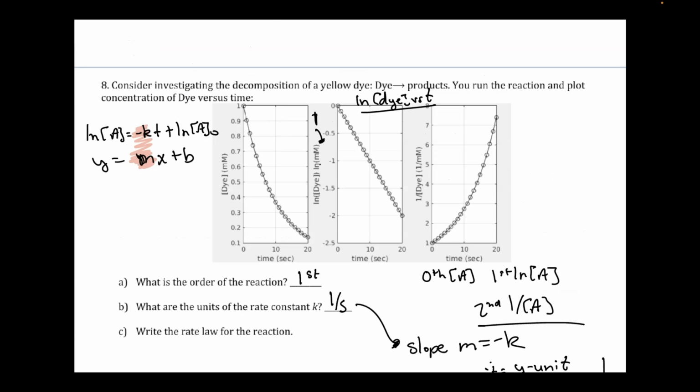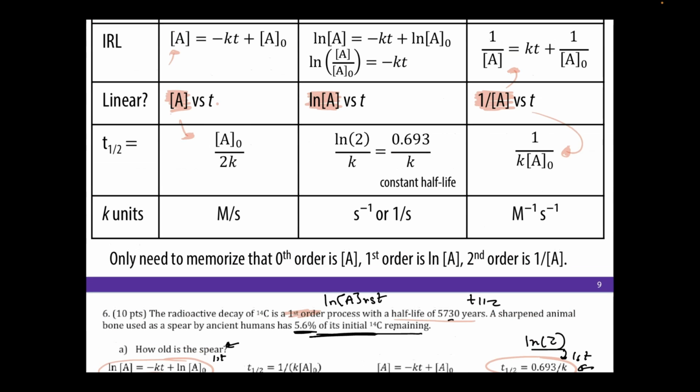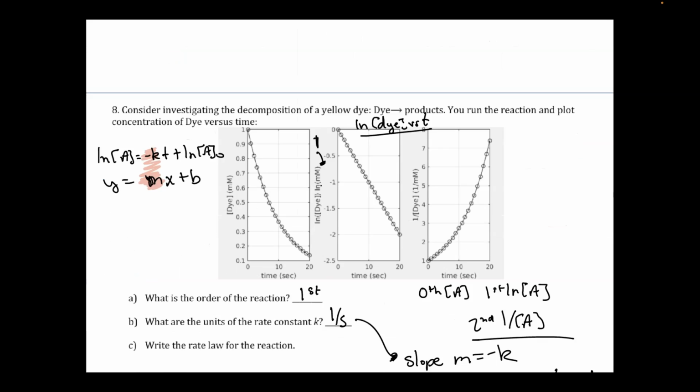Again, this is on our sheet. You certainly can memorize it if you want, but you don't really need to. Every time we increase the order by 1, we get 1 more molarity in the denominator. You can also just get it right off of the graph or from the half-life equation if you desire.